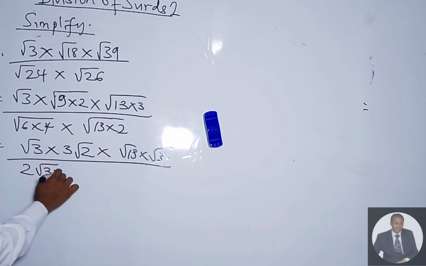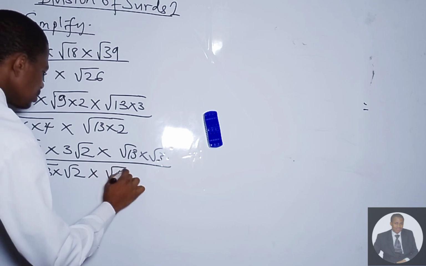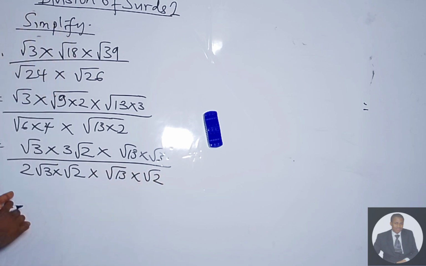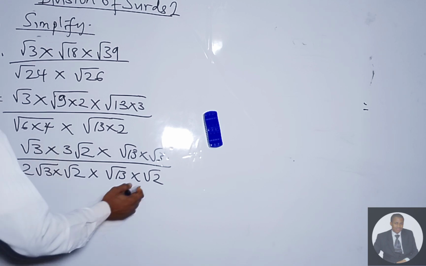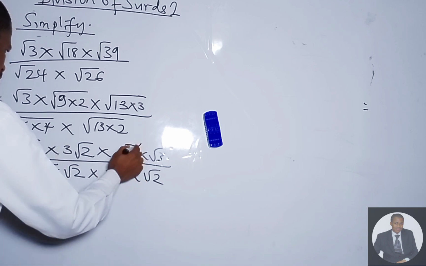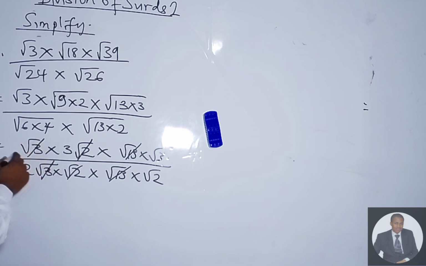We can simplify this by doing this. Then root 13 times root 2. The square root of 4 is 2. Instead of writing square root of 6, we can say it's the same thing as the square root of 3 times the square root of 2. So we've seen some like numbers up at the numerator and down at the denominator, so we cancel each of them. Root 13 cancels root 13, root 2 cancels root 2, root 3 cancels root 3.